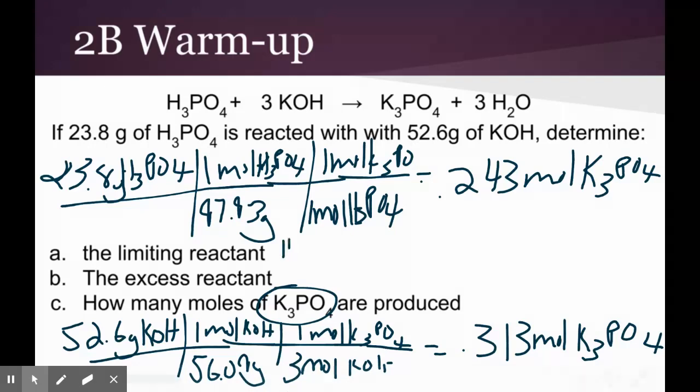So that would be H3PO4. The excess reactant is KOH. And the moles of K3PO4 produced is 0.243 moles of K3PO4.